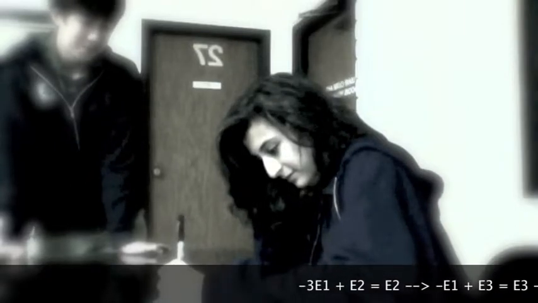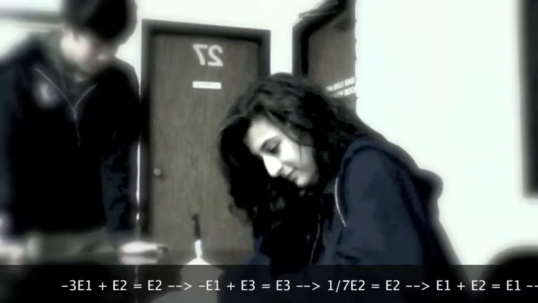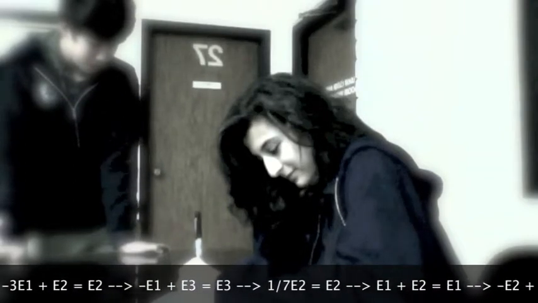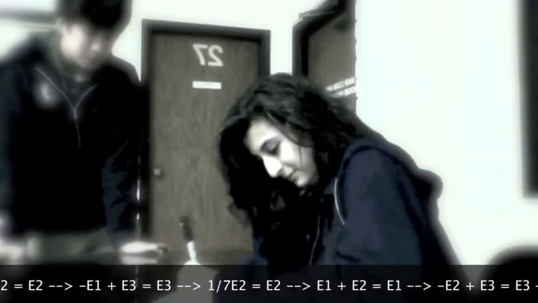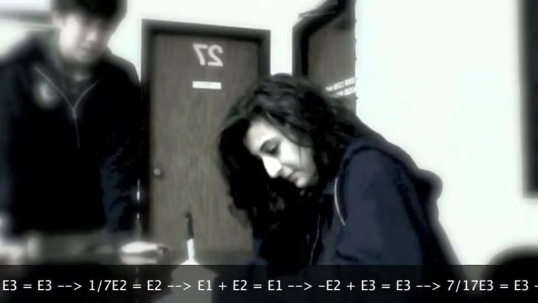I'll solve it. To help the electrical technician, Kimya used Gaussian elimination. First, she multiplied negative 3 times the first equation and added it to the second equation to produce a new second equation. Then, she multiplied negative 1 times the first equation and added it to the third equation to get a new third equation. Then she multiplied the second equation by 1/7 to produce a new second equation. After that, she added the first equation to the second equation to get a new first equation.